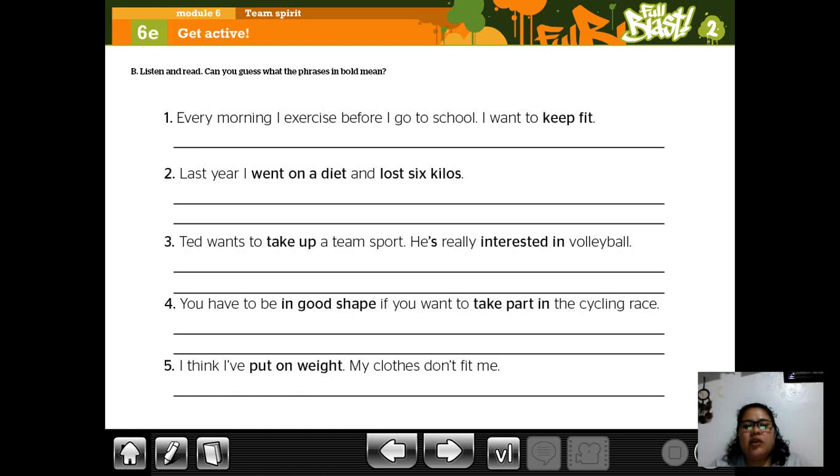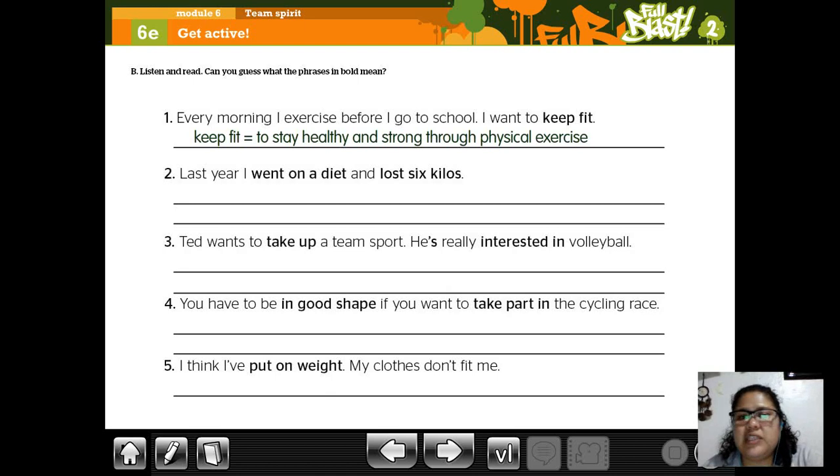Keep fit, what does it mean? If you exercise, ¿hacen ejercicio para qué? En realidad lo hacen para mantenerse en forma, like keep fit or keep in shape. That is basically the same, right? So keep fit, to stay healthy and strong, to physical exercise. O como decimos en español, mantenerse en forma.